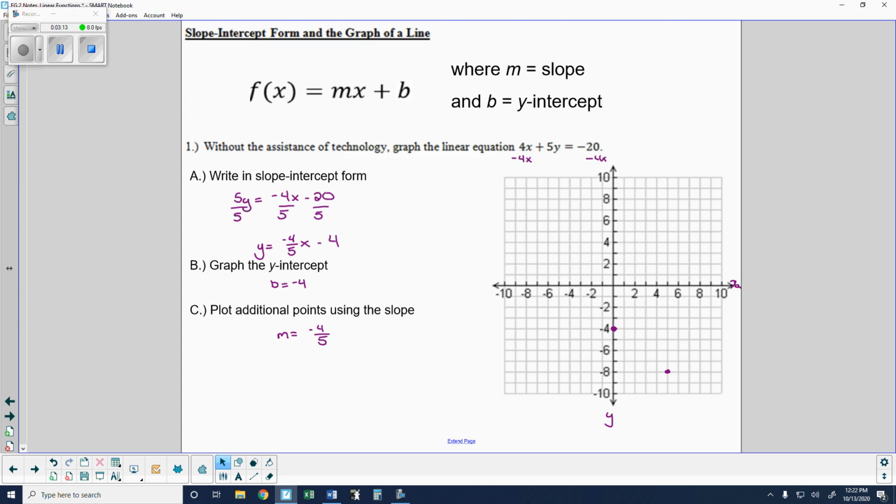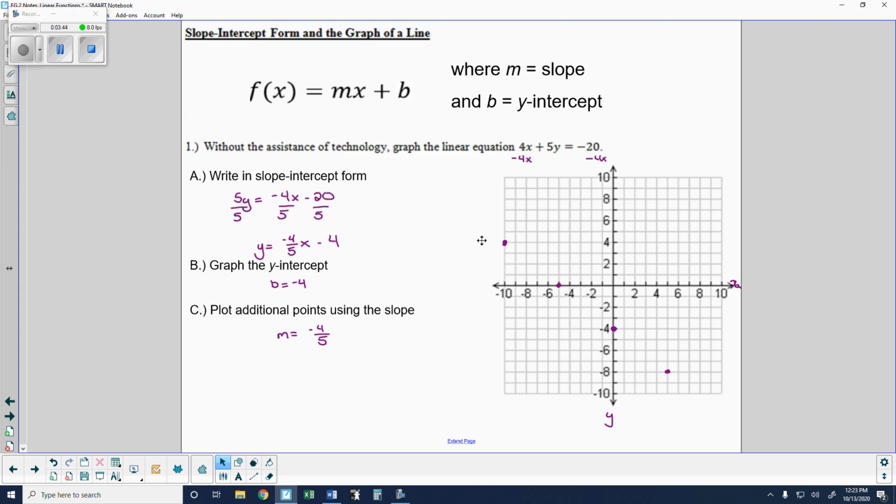I can continue this pattern. So if I tried to go down 4, it would come off the graph. But what I can do is go up 4, a positive 4, 1, 2, 3, 4, and now go left 5, which would be negative 5, 1, 2, 3, 4, 5, just thinking of the slope as positive 4 over negative 5. I could do that again, go up 4 and left 5, and there I have points that carry me all the way through my graph.